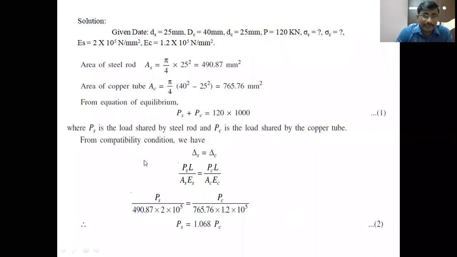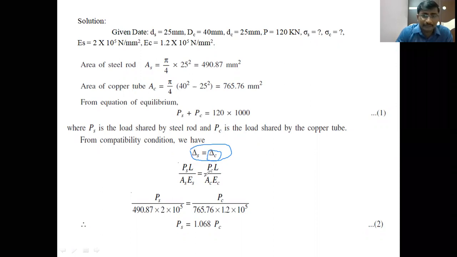Here P_S is the load shared by the steel rod and P_C is the load shared by the copper tube. Next is the compatibility equation. What is the compatibility equation? Here also the deformation of each material is the same, because they are held together and the steel rod is fixedly inserted into the copper tube. By applying the load on the compound bar, both materials have the same deformation. So delta S equals delta C, the extension of the steel equals the extension of the copper.